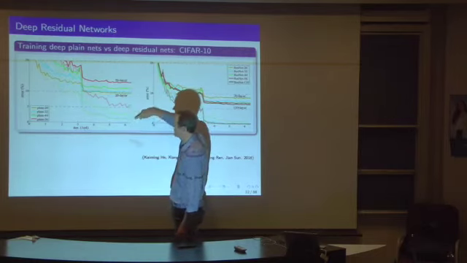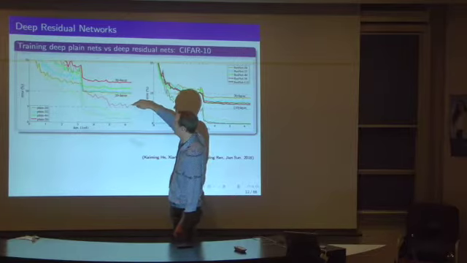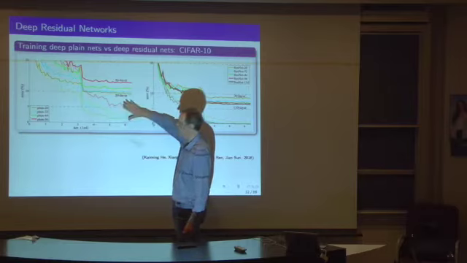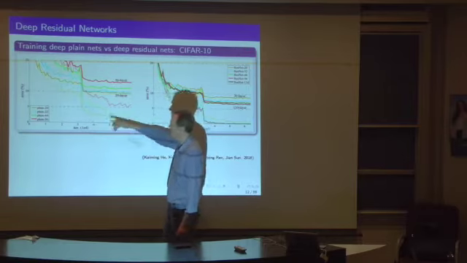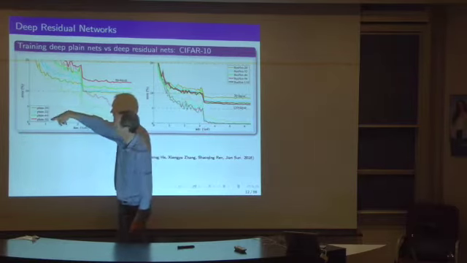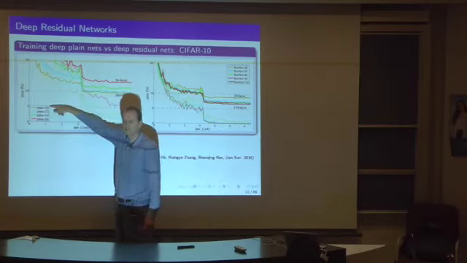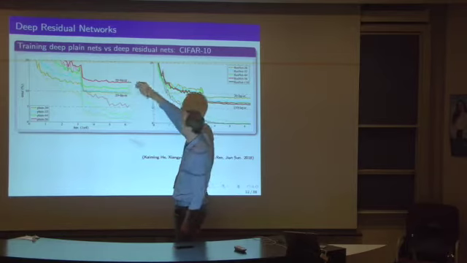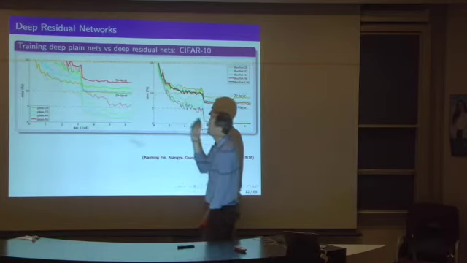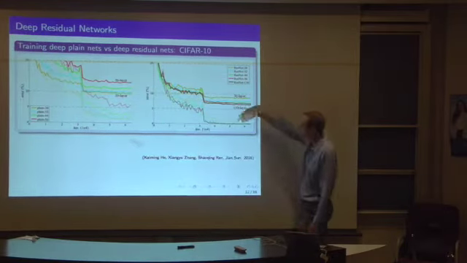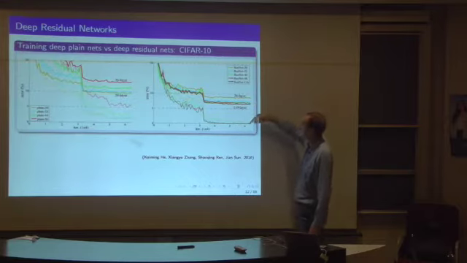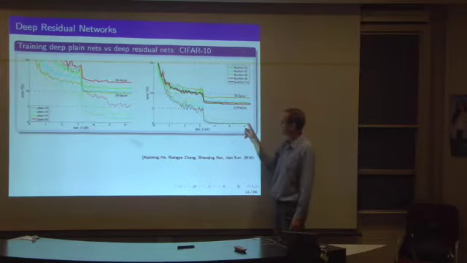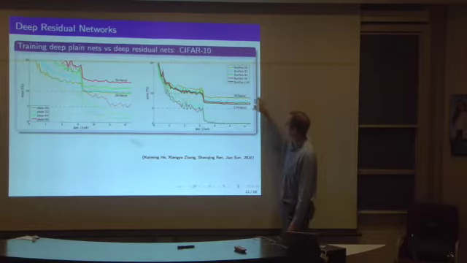The different curves correspond to different depths: 20, 32, 44, and 56. And you can see that the optimization is failing here, right? Because we know that in a depth 56 network, we can represent everything that you can represent in a depth 20 network, but we're not doing as well on the training data, and this corresponds to what happens on the test data as well.